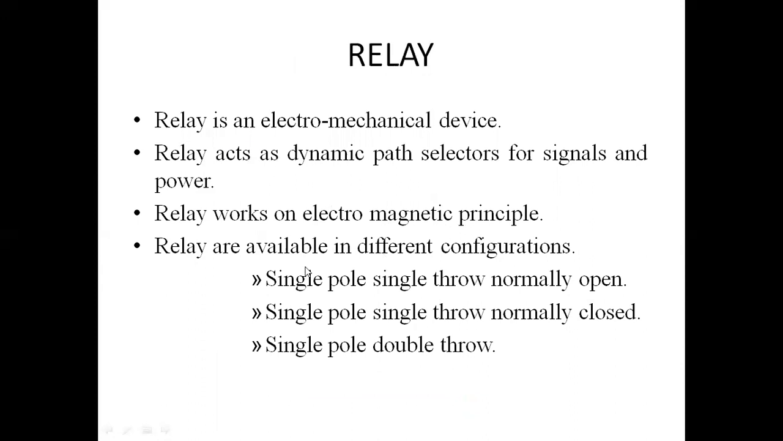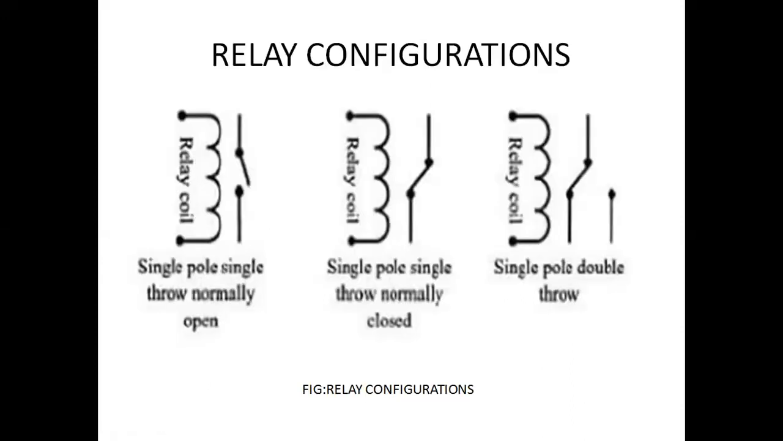Relays are available in 3 different configurations: single pole single throw normally open, single pole single throw normally closed, that is, one is open and the other one is closed, and single pole double throw. We are going to see them in detail through the diagrams. In the single pole single throw configuration, there is only one path for information flow.